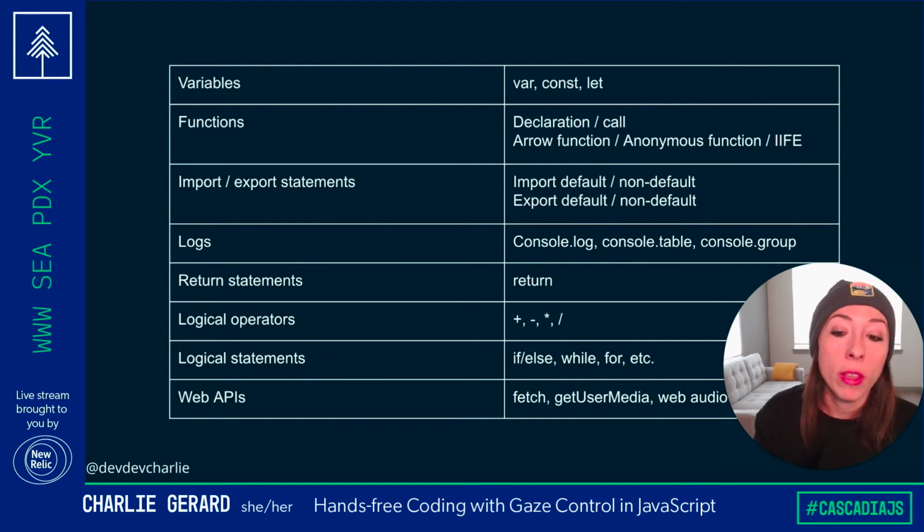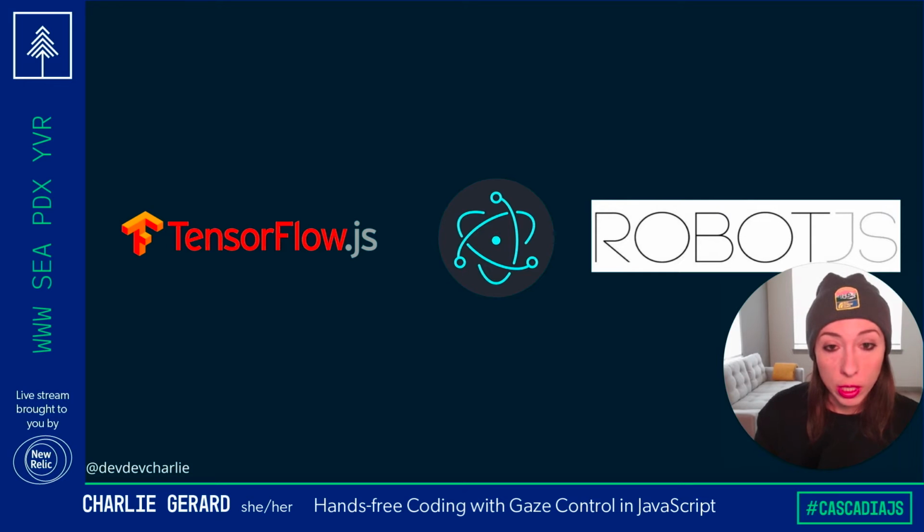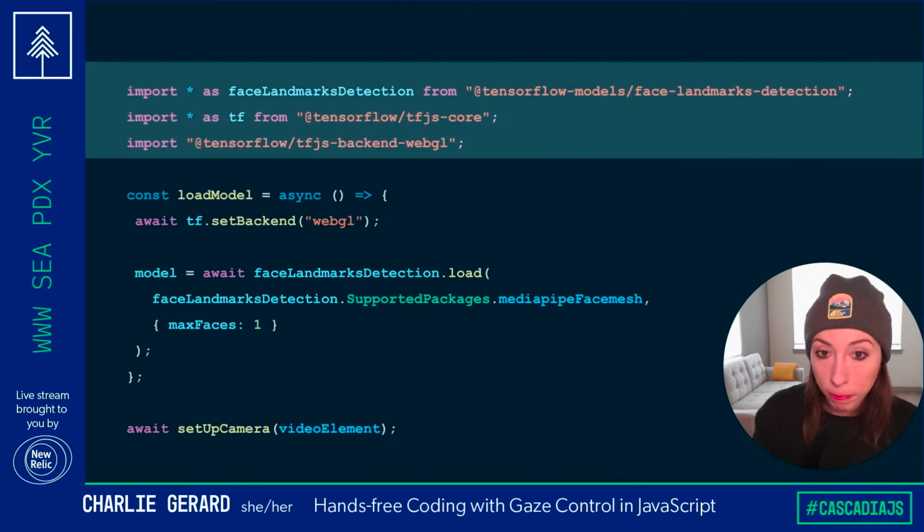But what about the gaze detection part of the project then? So I'm using three main tools. TensorFlow.js for the gaze detection in JavaScript, Electron to make a little desktop app for my interface, and Robot.js to emulate the keyboard inputs sent from my Electron app to another app where I'm writing my code. To dive a little deeper into how this is built, let's look at a few code samples.